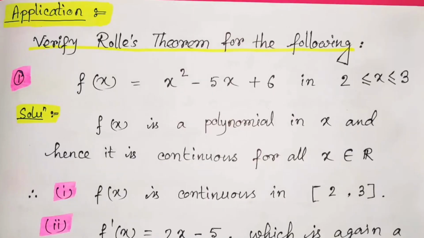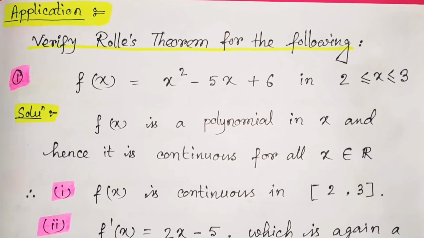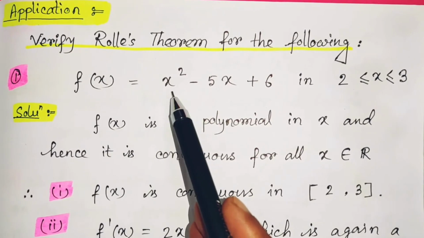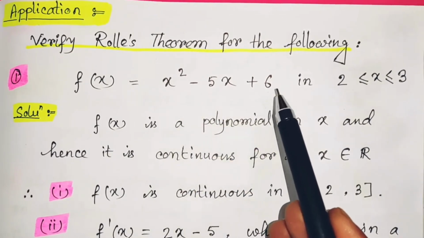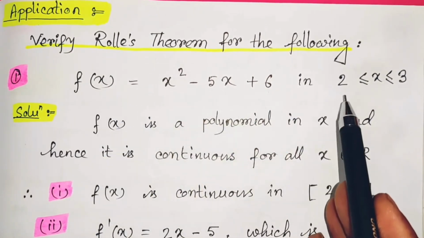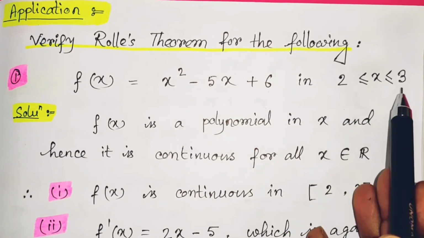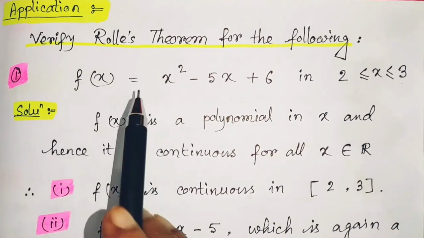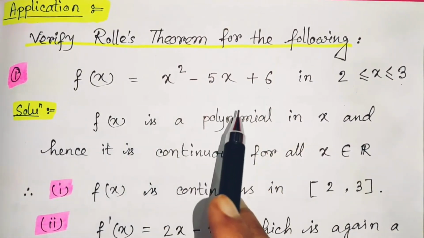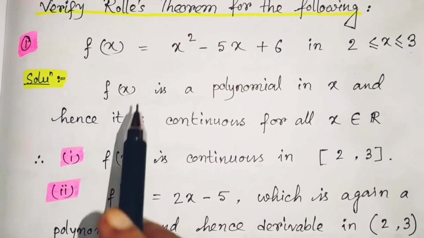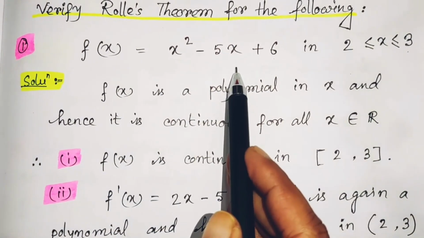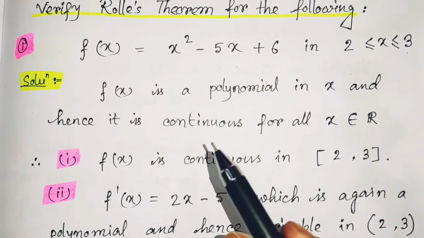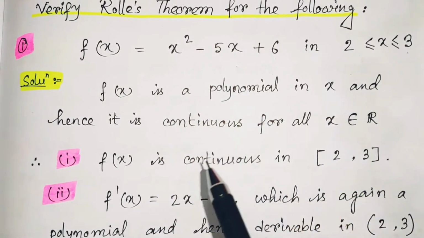Anyways, let us do some examples for Rolle's theorem. So the first example is f(x) equals x square minus 5x plus 6. This is a given function within the interval 2 and 3, which is the closed interval. Now we are supposed to verify whether Rolle's theorem is applicable for this function or not. First of all, the given function is a polynomial function, and a polynomial function is always continuous. Not only that, it is differentiable also.